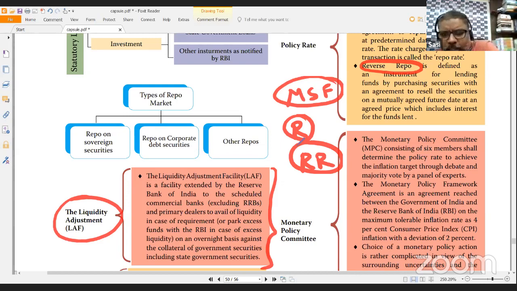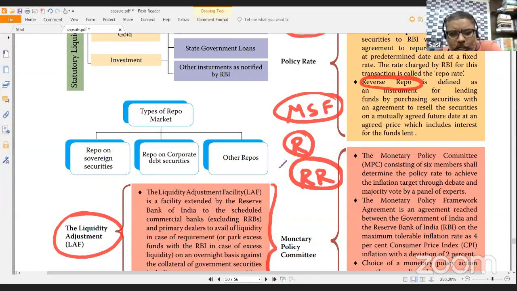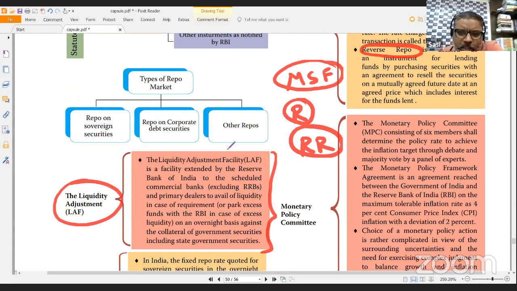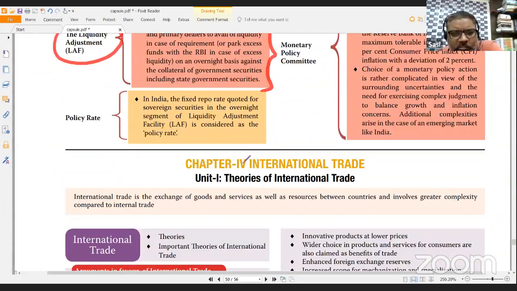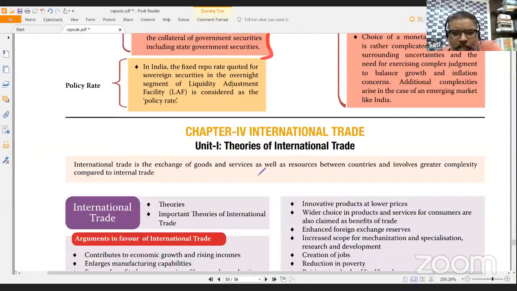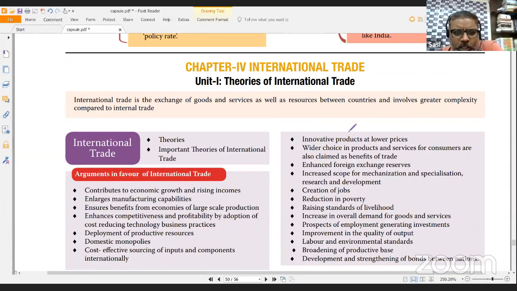MSF is the one where banks will borrow from RBI over and above the liquidity adjustment facility at the highest rate of interest. And usually banks will not do that unless they are so desperate to get money immediately from Reserve Bank of India. These are the various ways through which the Reserve Bank of India affects the money supply through its monetary policies. That is another technical chapter.